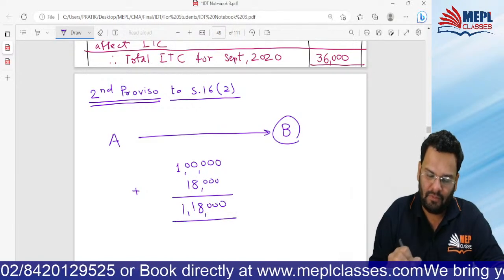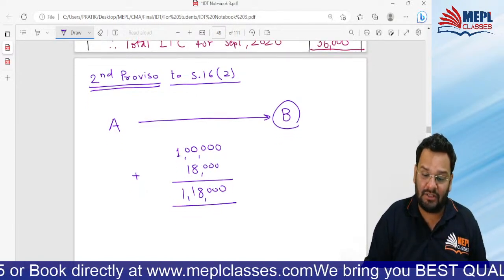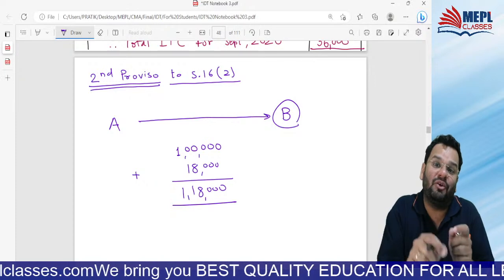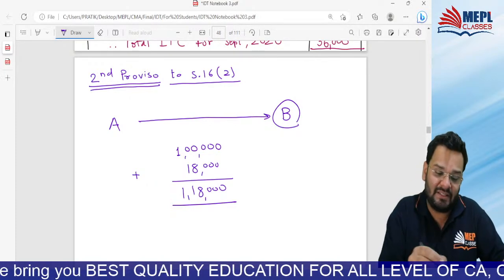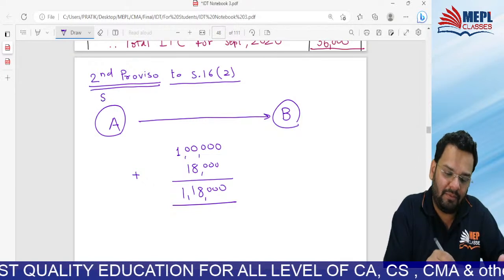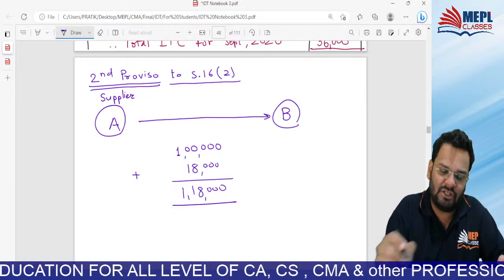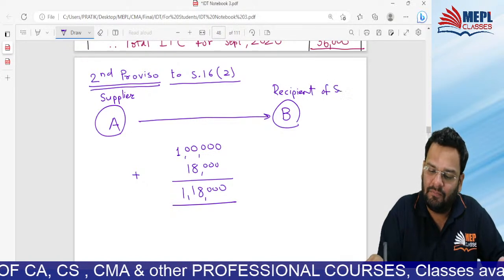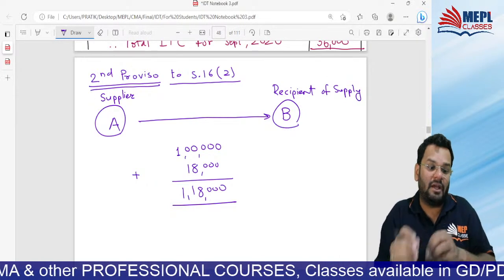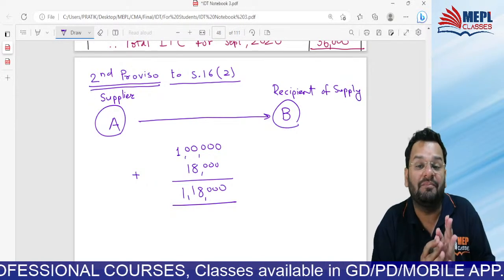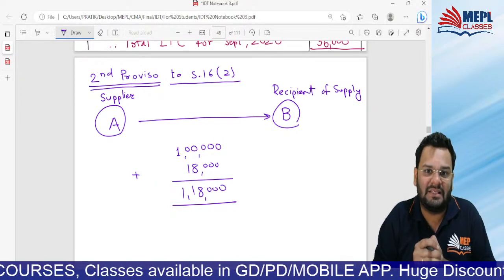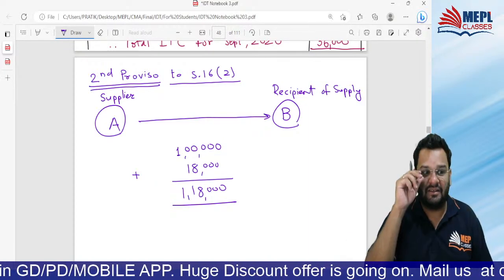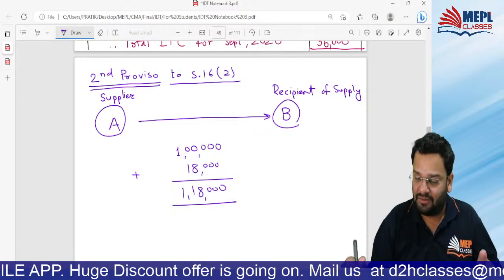1,18,000. If you have seen the conditions, is there any condition that the recipient of supply should make payment to the supplier in so and so time? Is there such a condition that the recipient of supply should make payment to the supplier in so and so time, then only he can claim ITC? There is no such condition, isn't it? There is absolutely no such condition.